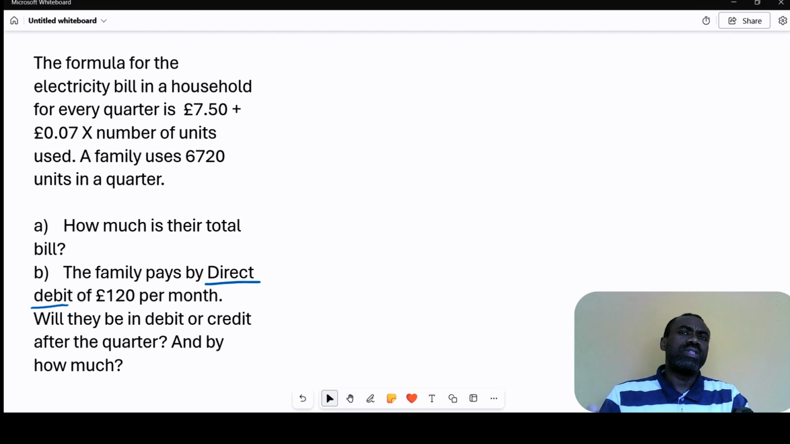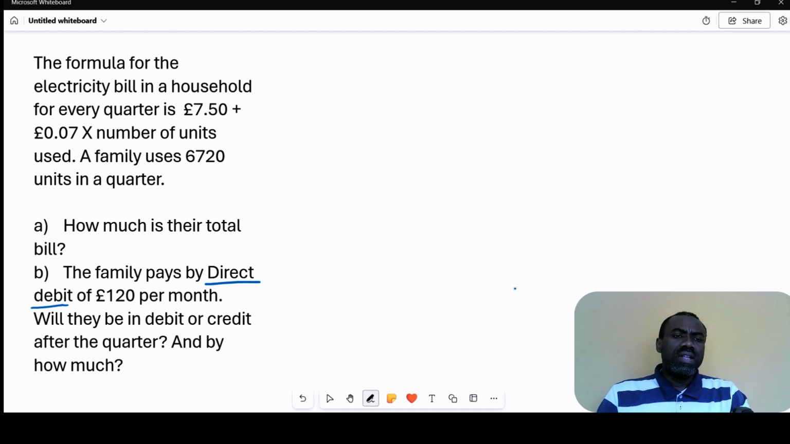Okay, so the electricity company will work out how much electricity you have used. If it is more, you will be in debit. If it is less than the £100 direct debit you are paying every month, you will be in credit. So that is simply just to clarify that.